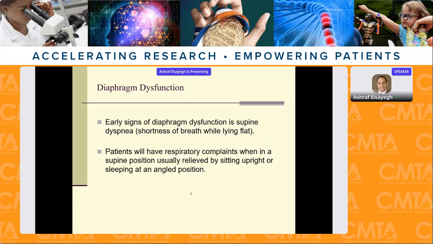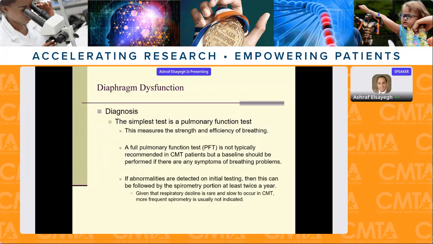Patients will feel a lot better if they're sitting up or angled up or sleeping on several pillows, or some of the patients that have these posturepedic beds that you can lift the head up find it more comfortable to sleep at an angle.